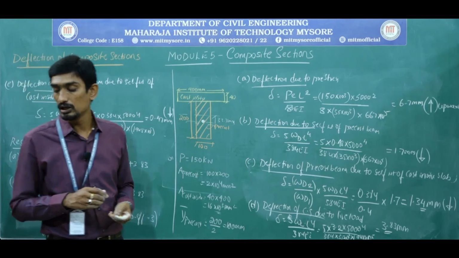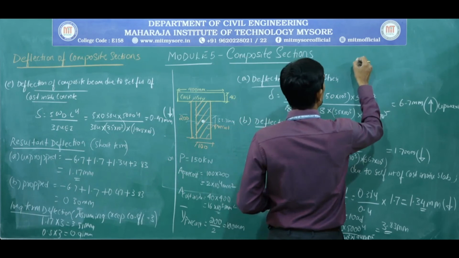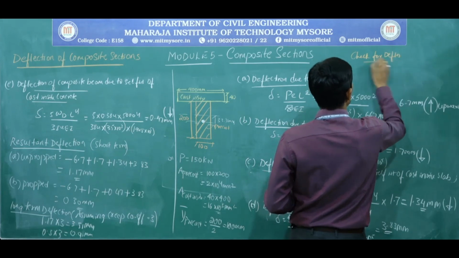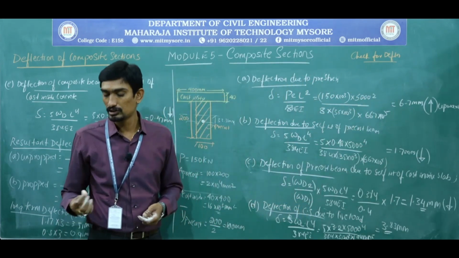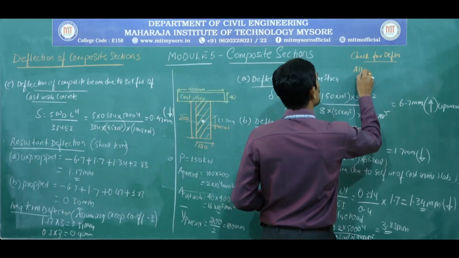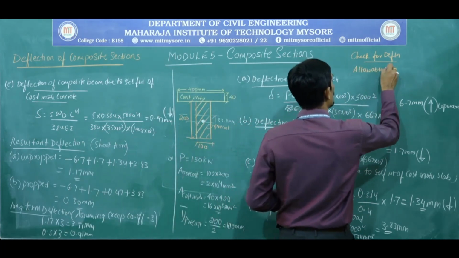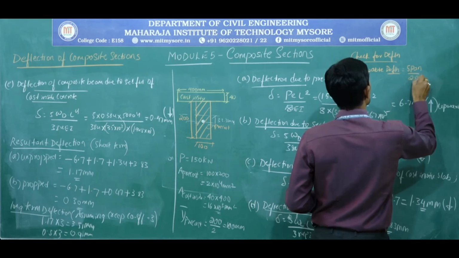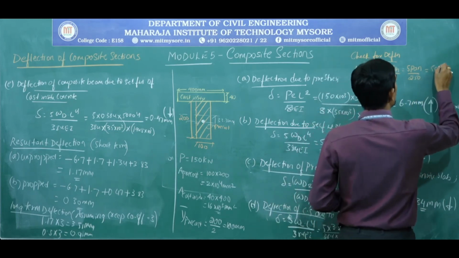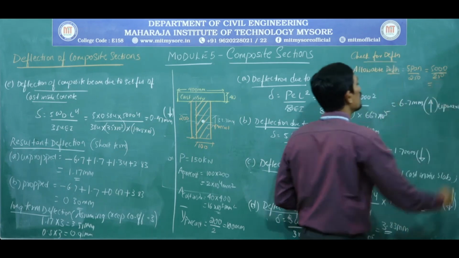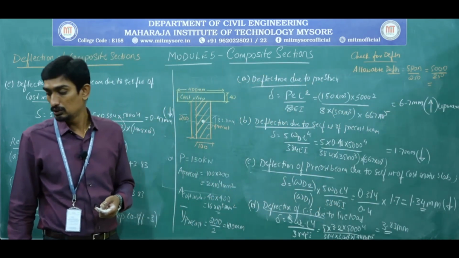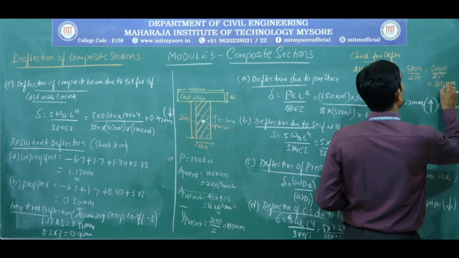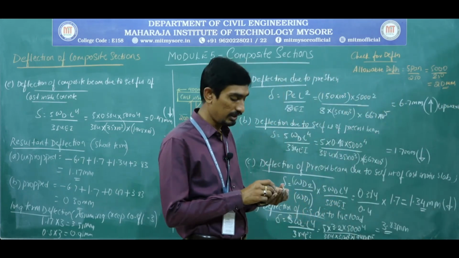So what I am going to do here is check for deflection, whether it is safe. How to do the check for deflection? Allowable deflection equals span divided by 250. So that is 5000 divided by 250, which leads to 20 millimeter. That means the code permits deflection up to 20 mm.